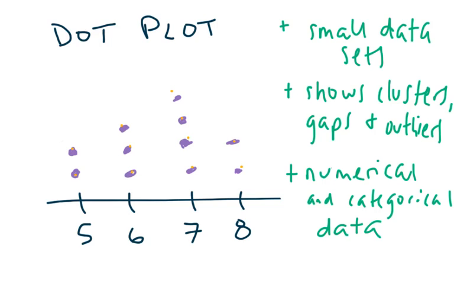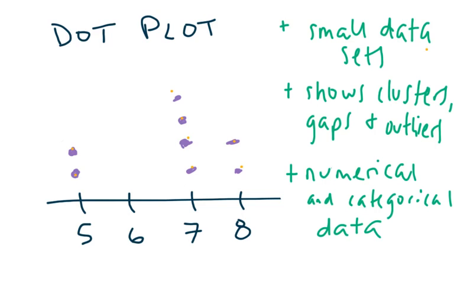They're good for small data sets. They're a good way to show clusters and gaps and outliers in the data. So what I mean is I can see exactly where all of these dots are located on the dot plot. Say there was a gap here, say I didn't have all of these values at 6, I would be able to see that very clearly in my dot plot that there's a gap there.